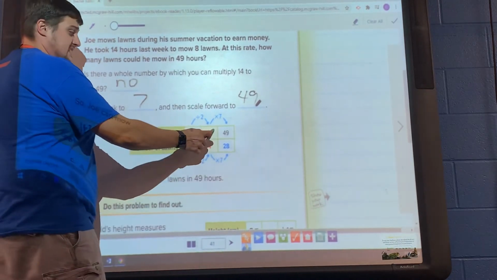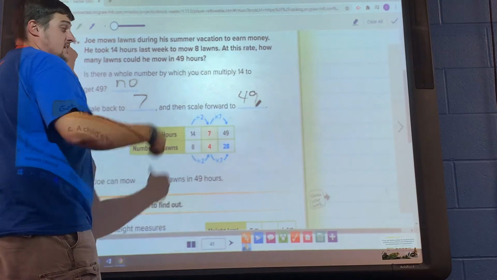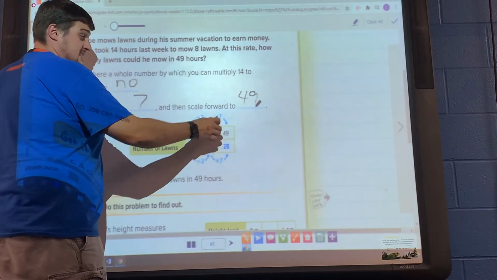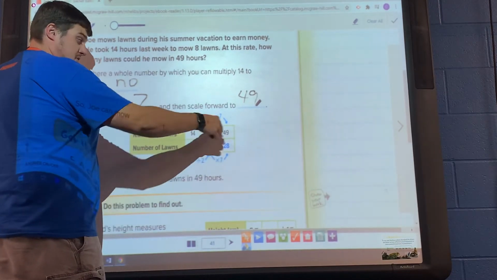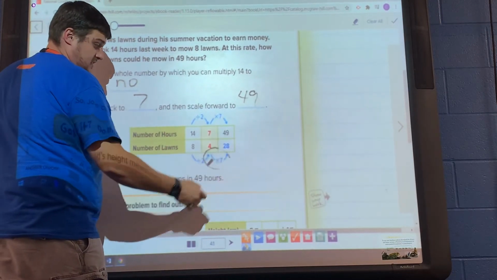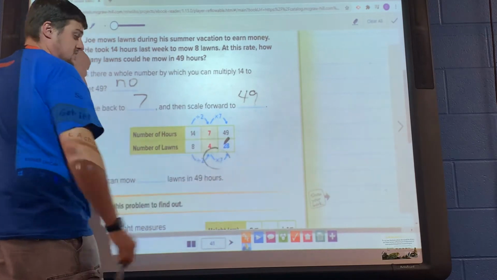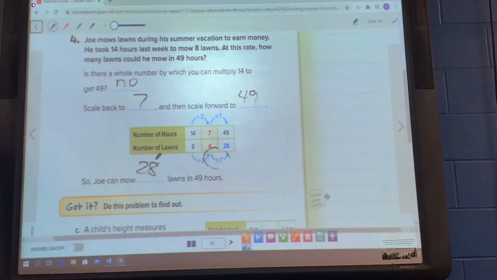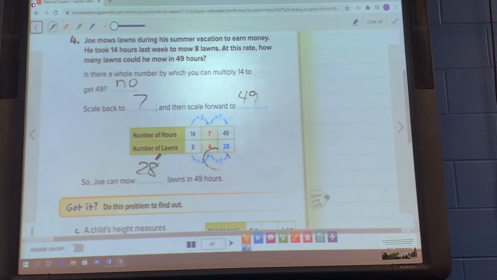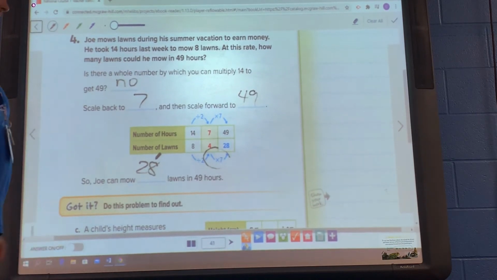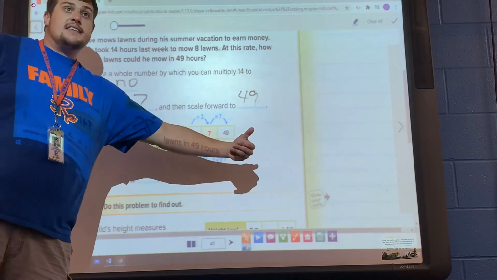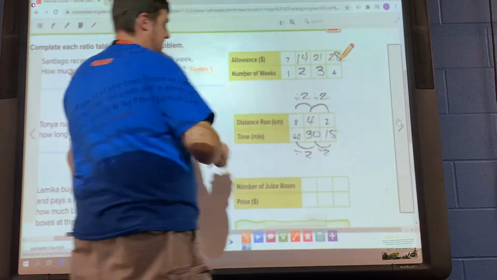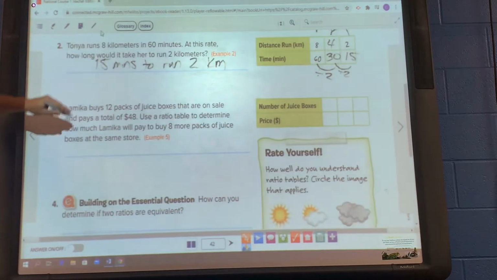Now, we have to get from 7 to 49. So to do that, we have to scale forward. So we got to multiply. 7 times 7 gets you 49. Whatever you do up here, you got to do down here. So 4 times 7 is 28. So he can mow 28 lawns in 49 hours. That's what we needed to find. We had to scale back and then scale forward a little bit. So let's jump over to the next page again. We're going to do a couple more examples.